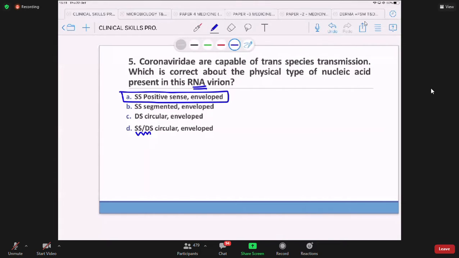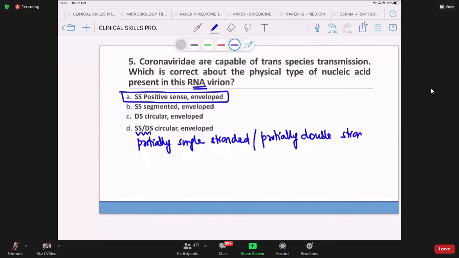No, Dr. Hitesh, it's going to be A for this particular question. Which virus is SS/DS? What do you mean by SS/DS, guys? SS/DS is partially single-stranded and partially double-stranded virus. The basic issue is normally viruses are either single-stranded or they're double-stranded. Okay, I'm having good answers now. Partially single-stranded and partially double-stranded virus is going to be Hep B, that is hepatitis B.